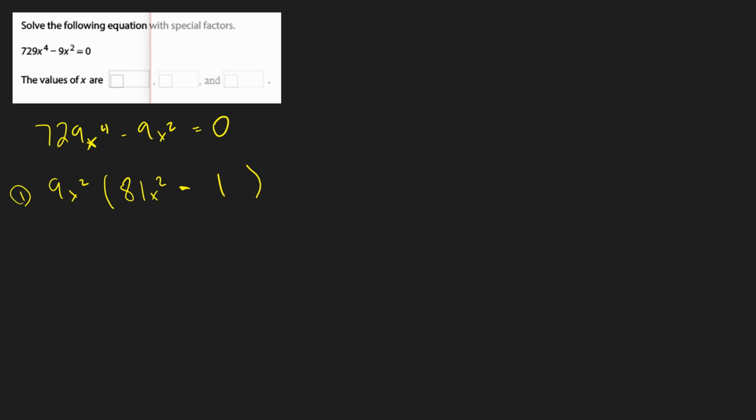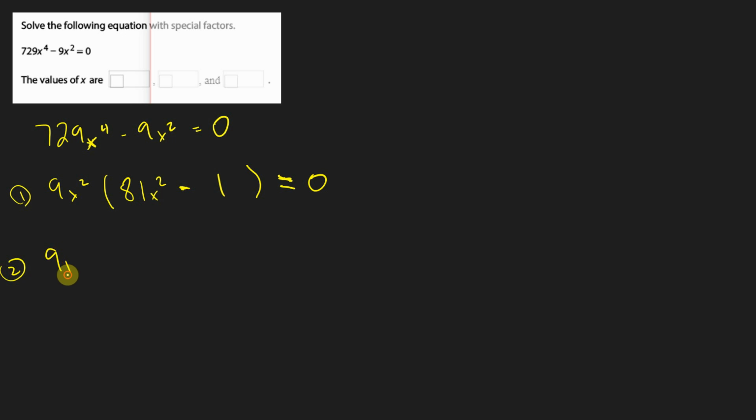And again, all you got to do is do distributive property to check your work. So 9x squared times 81x squared should be 729x to the 4th. 9x squared divided by 9x squared is just 1, and there's a minus sign in the middle because I started with a minus. And then all of this equals 0. Okay, so I'm going to go ahead and keep factoring. I'm going to leave the 9x squared. Let's call this step 2.